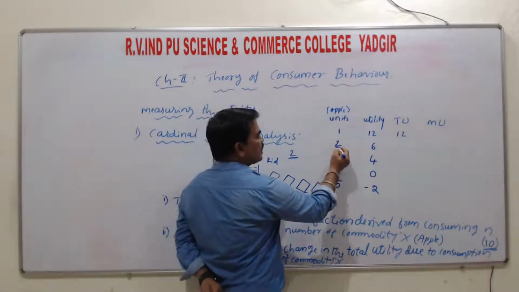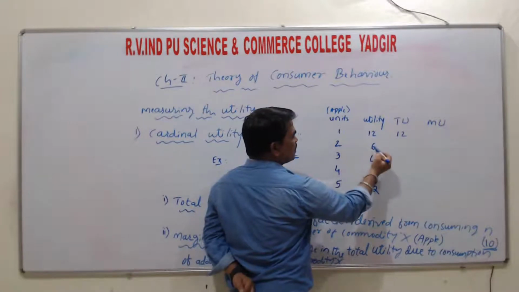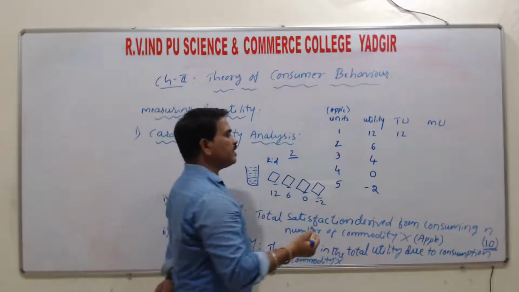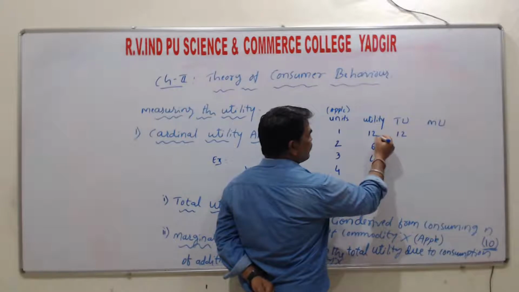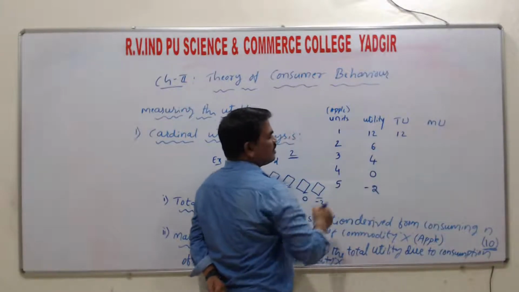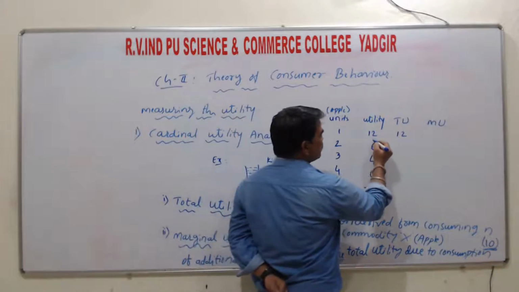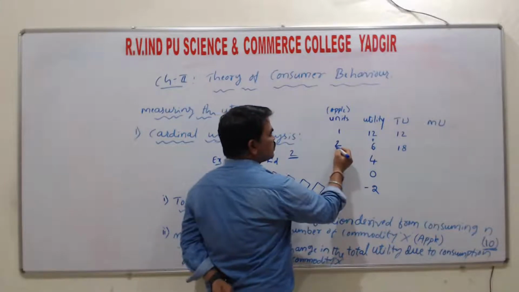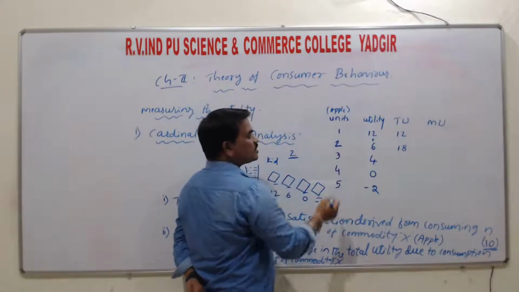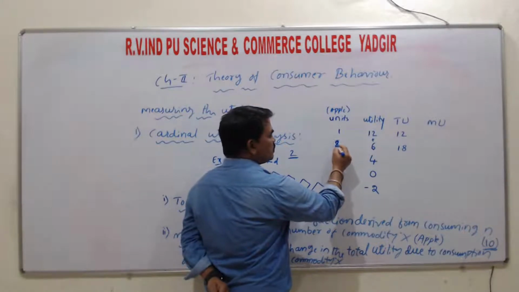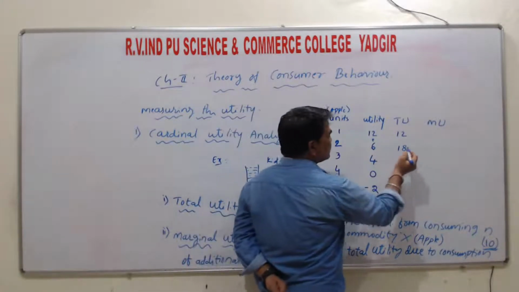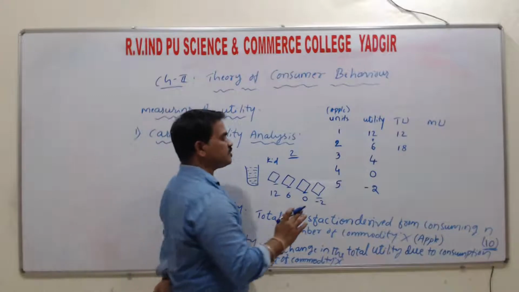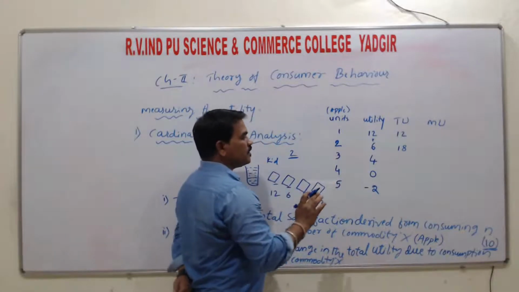So, for this particular second apple, the utility is 6 units, but when we consider the total utility, it is the utility level for the first apple plus the utility level for the second apple. It is 12 plus 6, 18 is the total utility when we consume 2 apples. It is not the second apple, but when we consume a total of 2 apples, the total utility is 18.